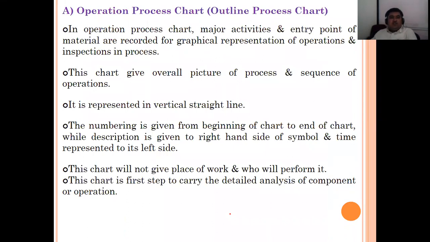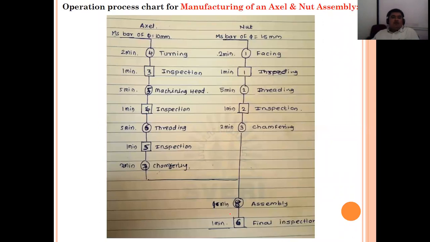So this is the information of the operation process chart. But before that, let's take one example. This is the example of axle and nut production, to show how the symbols are used. That is why I am giving this example. The timings and so on, we will learn afterwards. But just to check, here I have used a circle. What does it represent? It represents the turning operation.